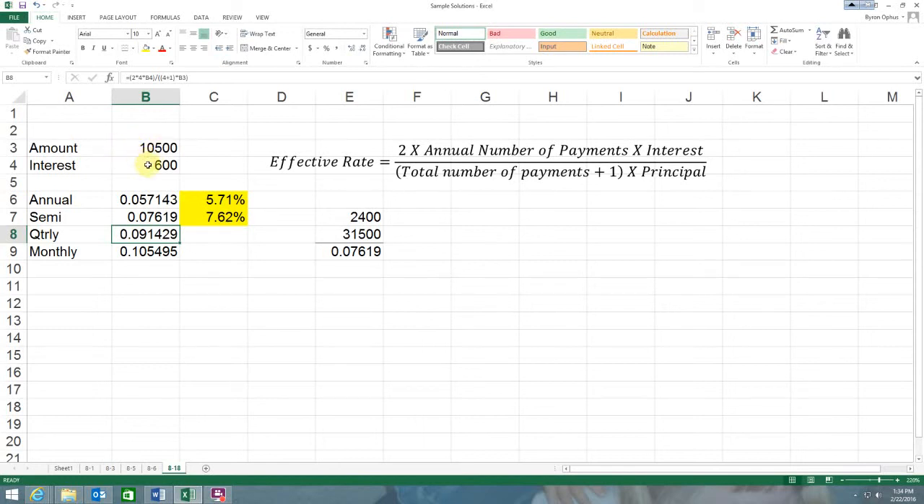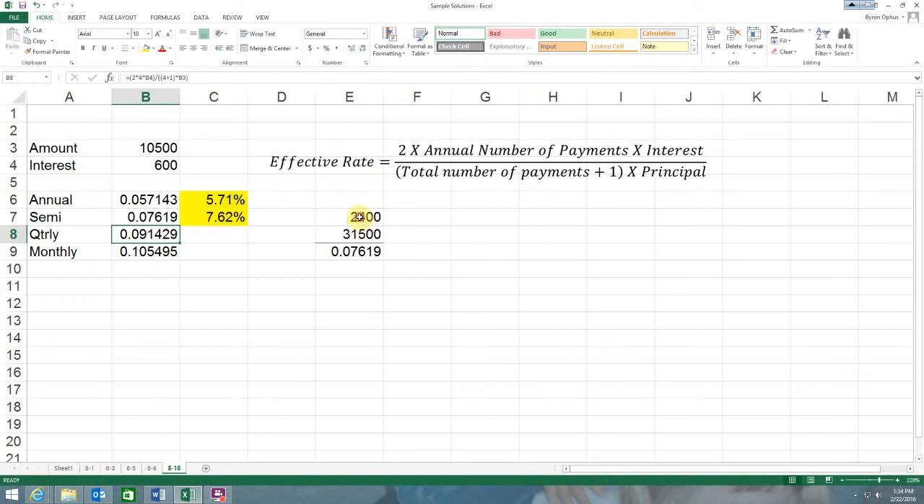You'd borrow 10 grand, say, and they'd lend you 10,000 and charge you $500 interest for the year, and what was the effective rate on that? We can calculate that pretty easily, because we have a formula. The effective rate is 2 times the annual number of payments times the interest, divided by the total number of payments plus 1, times the principal.